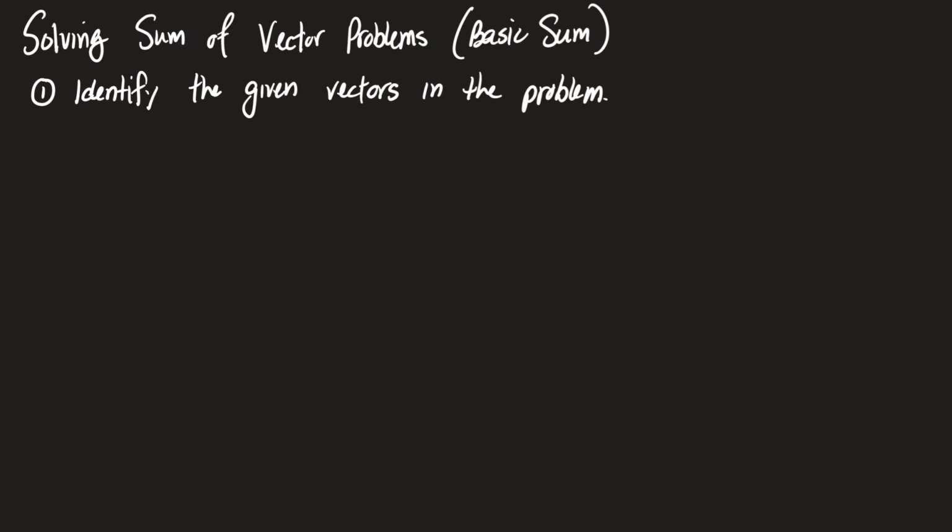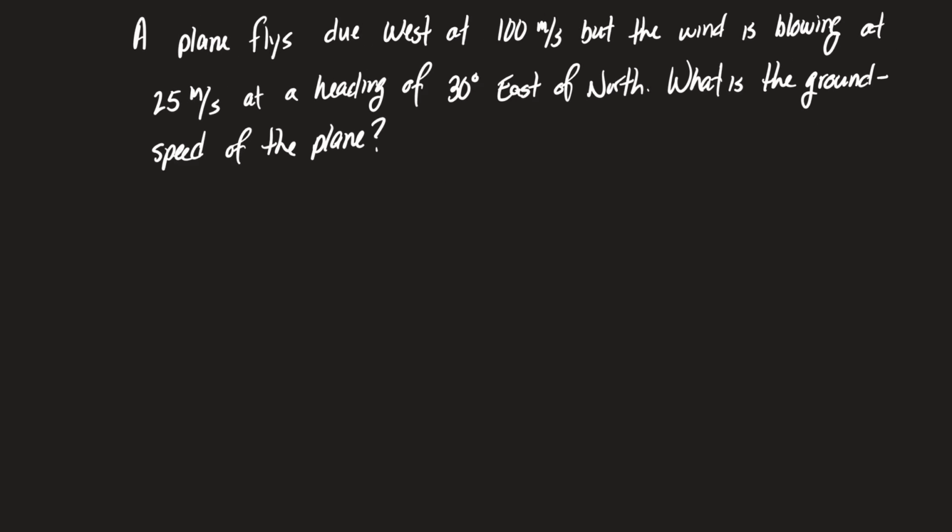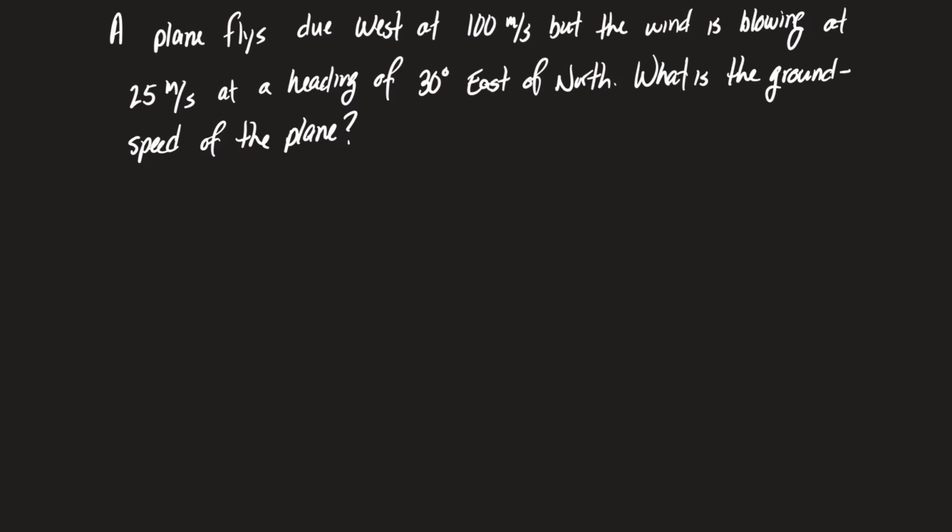So I want to preface this. I'm just telling you how to add vectors together. That's all this is. There's other kinds of problems that are harder, but this is what we have to do. So identify the given vectors in the problem. That's pretty straightforward for this one. I believe there are 2 vectors. There's the vector that describes the plane's airspeed, and there's the vector that describes the wind speed.